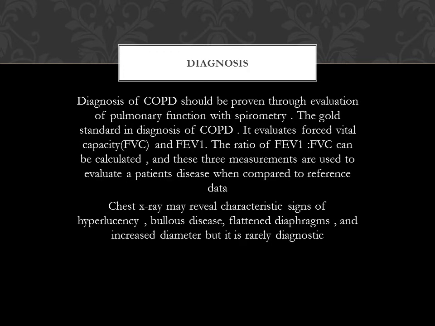Diagnosis of COPD should be proven through evaluation of pulmonary function with spirometry, the gold standard in diagnosis of COPD. It evaluates forced vital capacity and FEV1. The ratio of FEV1 to FVC can be calculated, and these 3 measurements are used to evaluate a patient's disease when compared to reference data. A chest X-ray may reveal signs of hyperlucency, bullous disease, flattened diaphragms, and increased diameter, but it is rarely diagnostic.